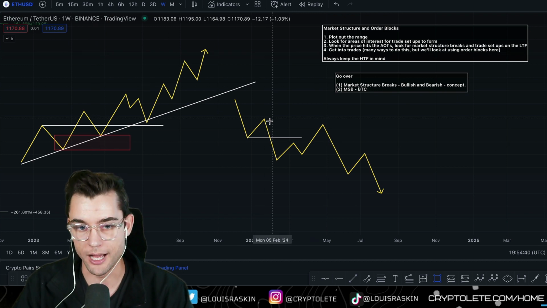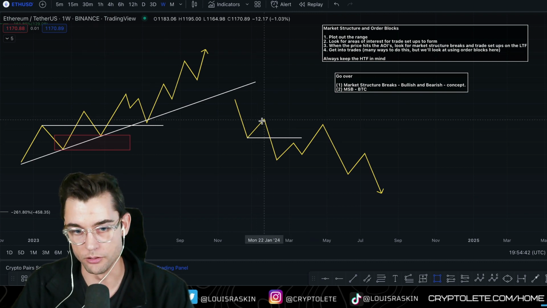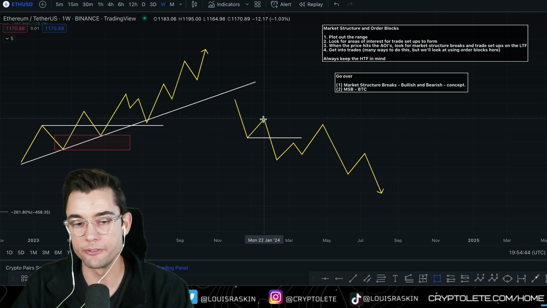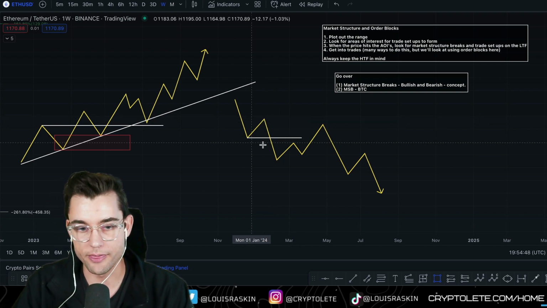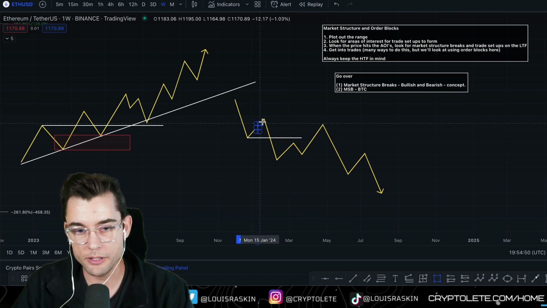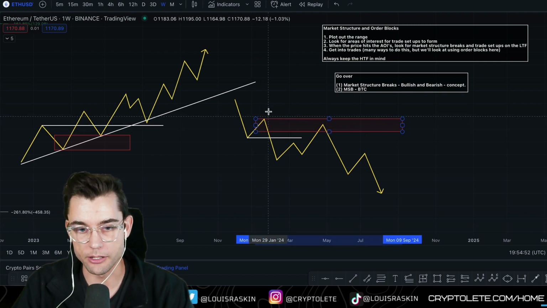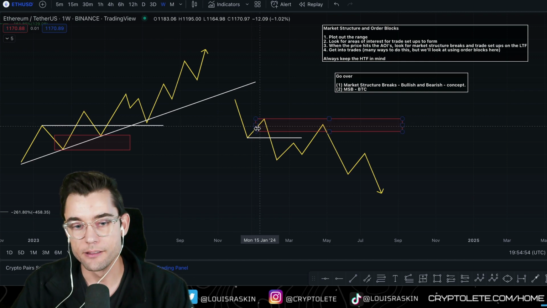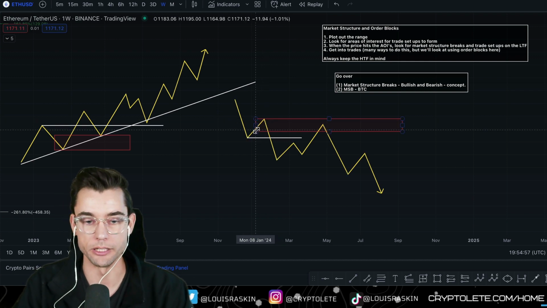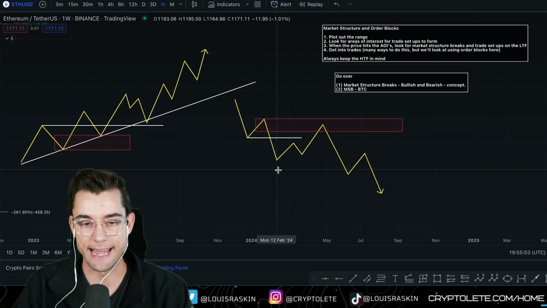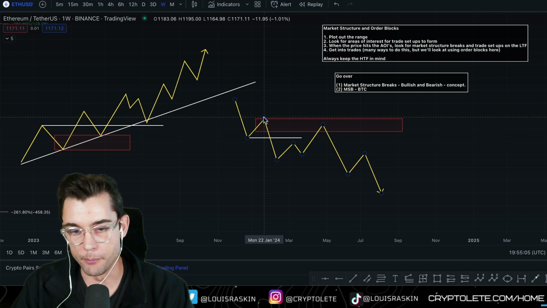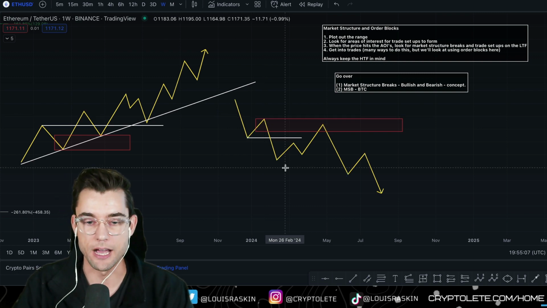A bearish order block is the last up candle before the move down that breaks the market structure. So in this case, the order block would be somewhere right around here. It would be this last push up, basically, by retail. This last push up before the market makers push the price back down.